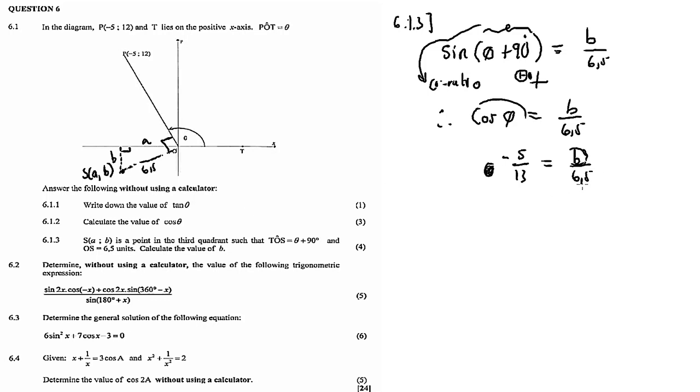Now I can calculate for B by cross multiplying. So now cross multiply, 6.5 times 5 equal to 13B. Divide both sides by 13. B is equal to, you calculate it without using a calculator. Totally answer without using a calculator.